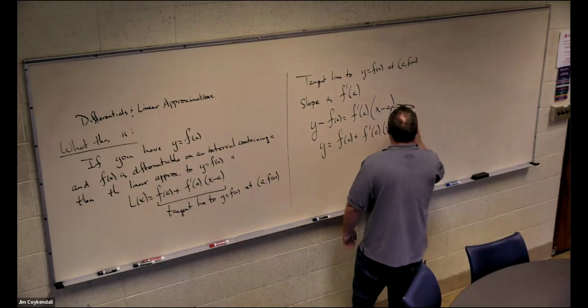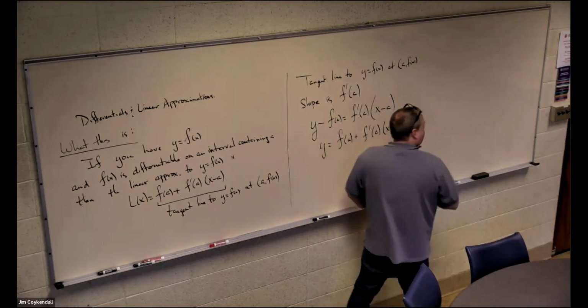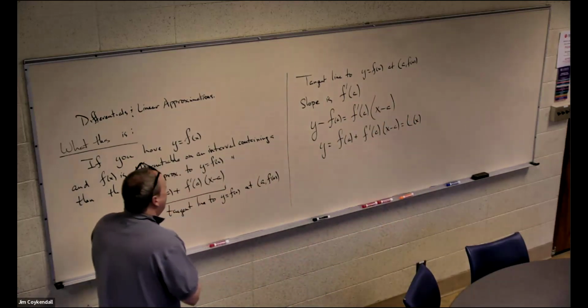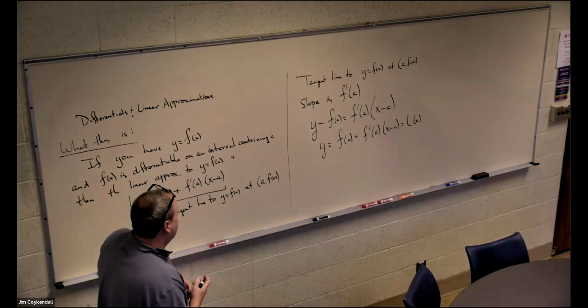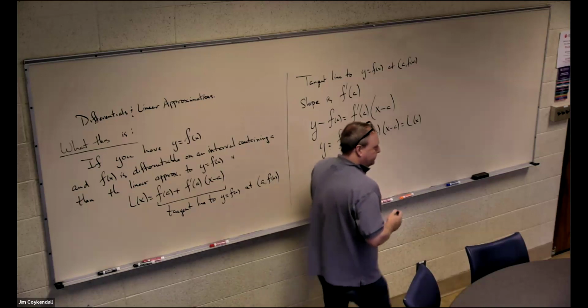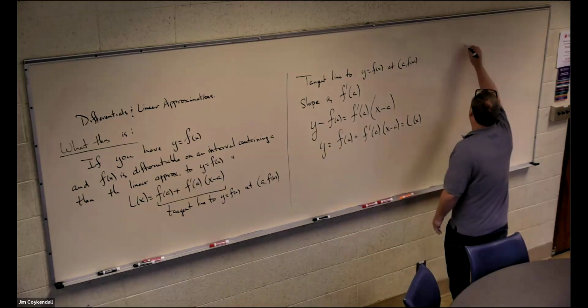And we just call this L of x. This is called the linearization. Sometimes we call this linearization, or the linear, or a linear approximation function. The idea is you just use the tangent. That's it. Very simple, right?